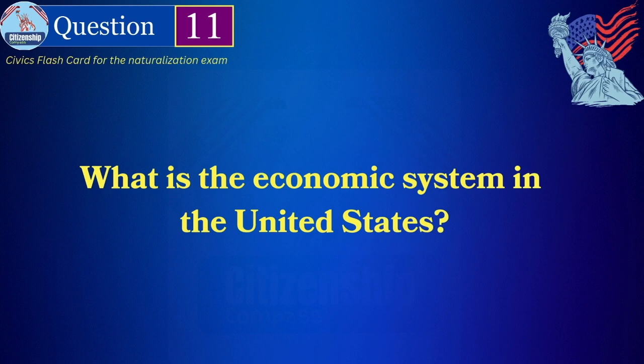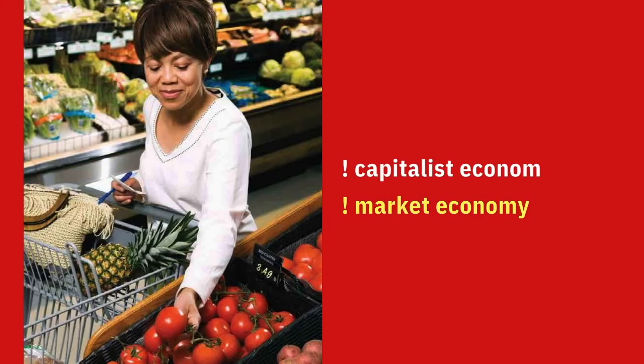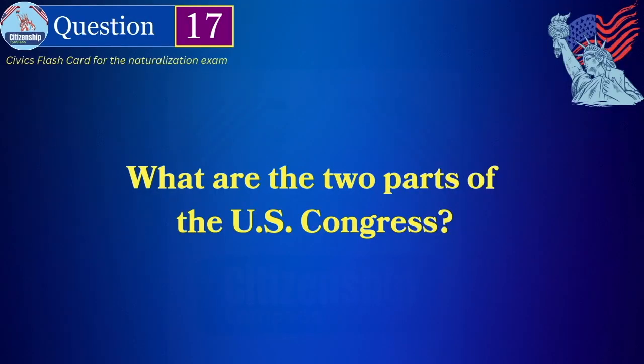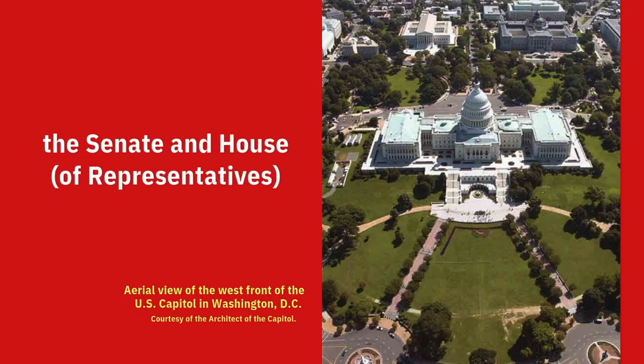What is the economic system in the United States? Capitalist economy. What are the two parts of the U.S. Congress? The Senate and House of Representatives.